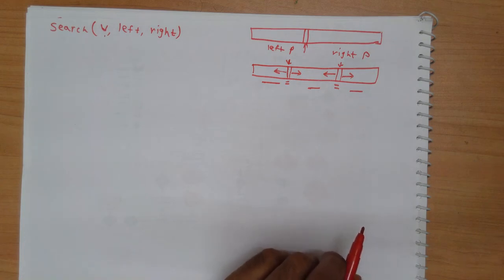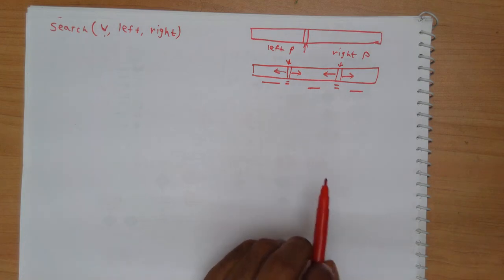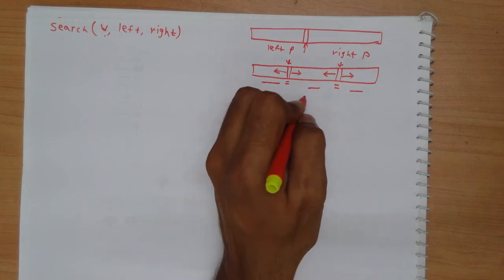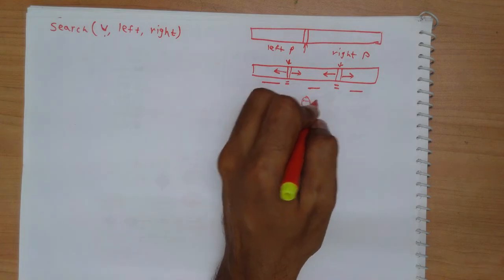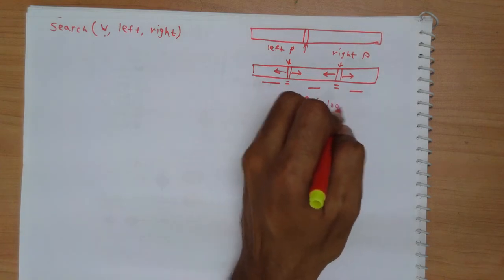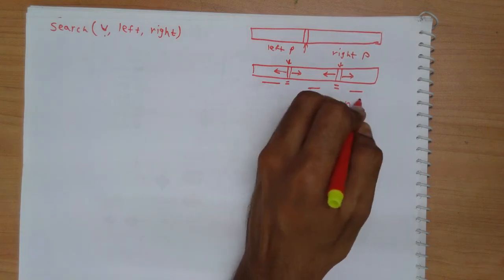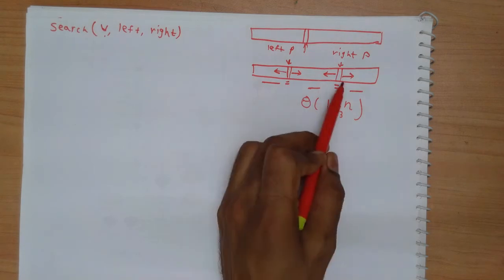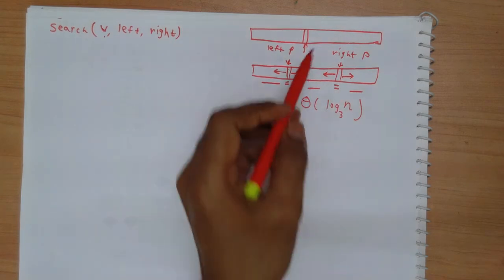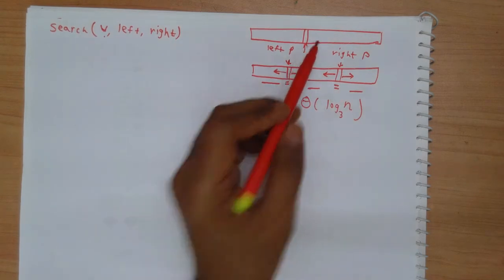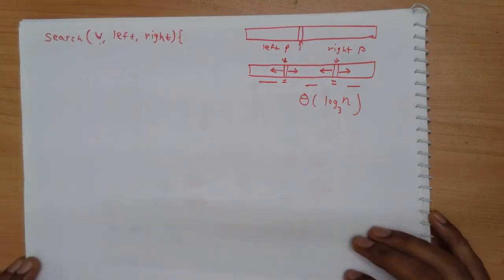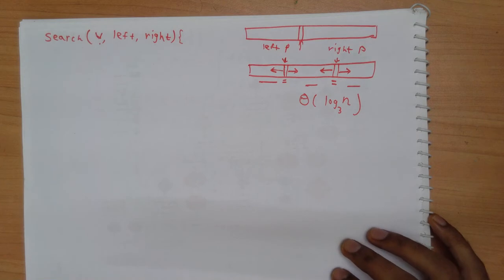and every time I will reduce the problem size by 1/3. So I will still have my asymptotic time complexity as theta of log n, but it will be base 3. But now the difference is that every time I have to do perhaps two comparisons in the worst case. Previously only one comparison was enough. Okay. So let's try to write down the overall idea of this method.